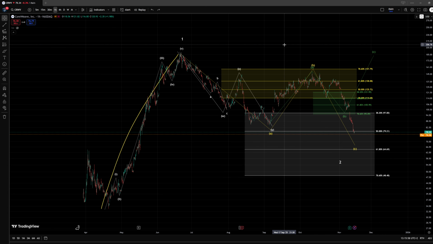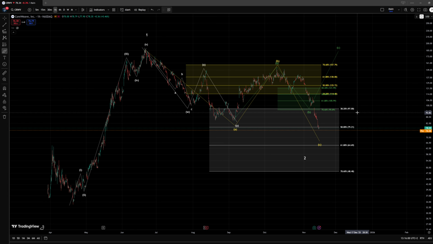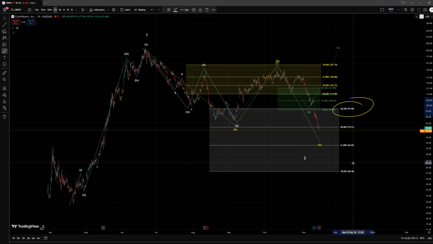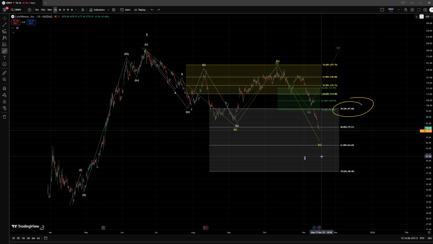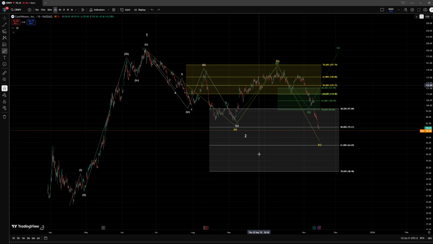For this wave 2 correction, we were looking to reach the area of support between the $97 all the way down to the $48.5 level, at which point, when we had this initial 3-wave structure to the downside complete, we were already looking for the possibility of a low. We had fulfilled all the minimum expectations at that point, and we were looking for the 3rd wave to the upside that would unfold.